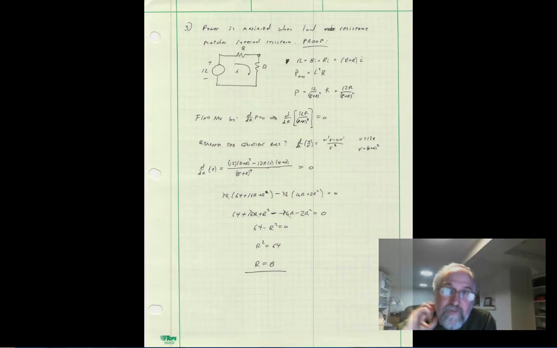Okay, I'll leave it as an exercise for the student, as we like to say, to figure out what exactly the maximum power transfer for this problem is. But it's a heck of a lot less than 100 watts. It's less than 1 watt.